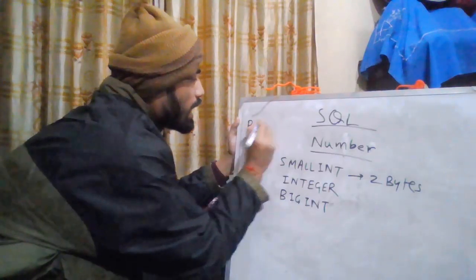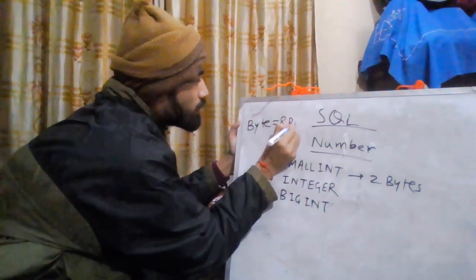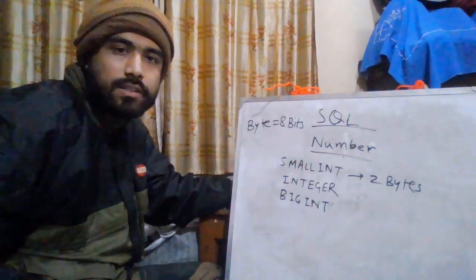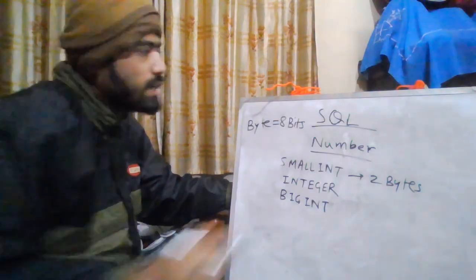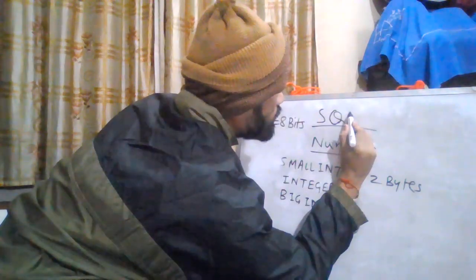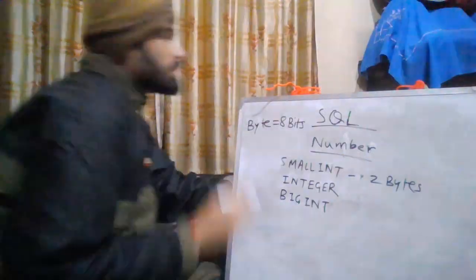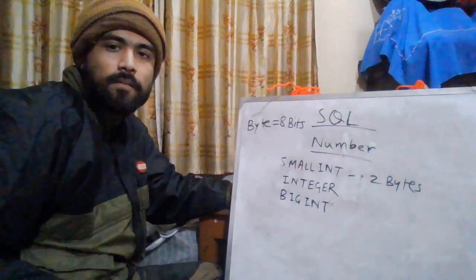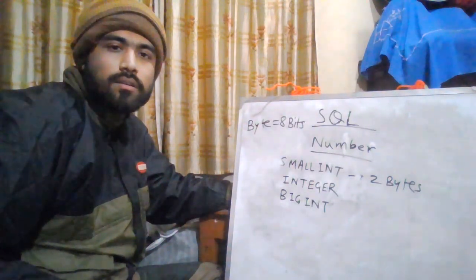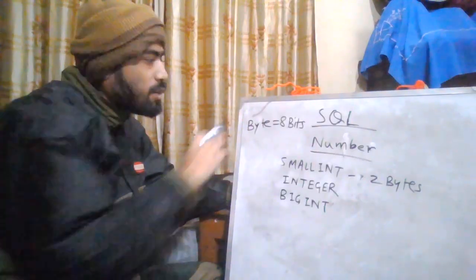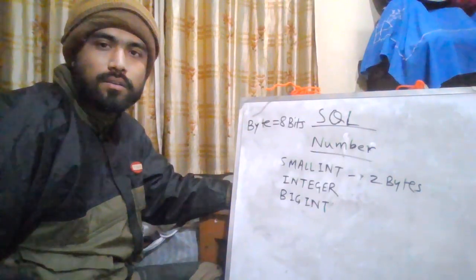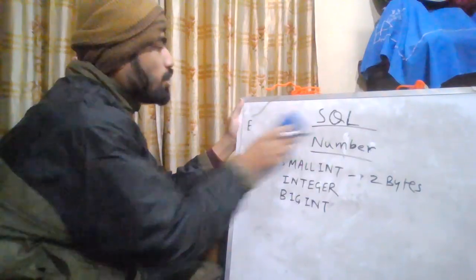A byte equals 8 bits. Okay, a byte equals 8 bits. So 8 bits equals 1 byte.